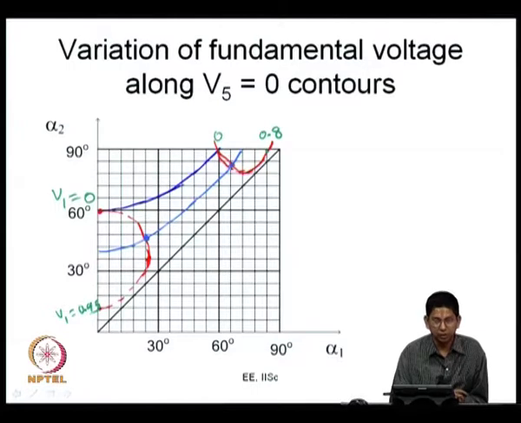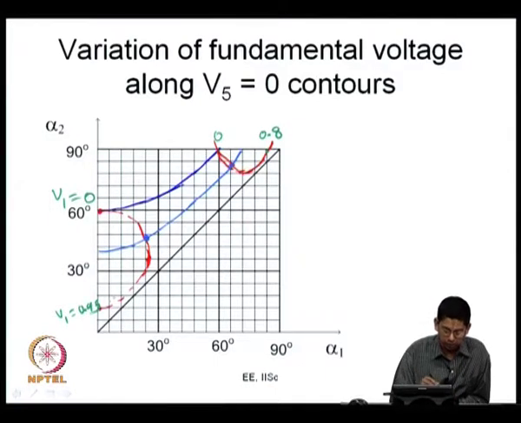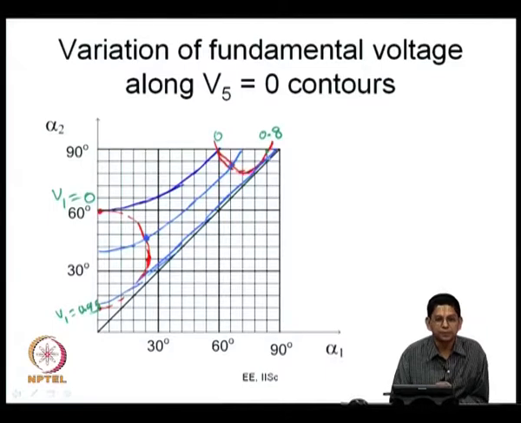Up to what range? For 0 to 0.8, there are two different solutions possible, because any V1 equal to constant contour where V1 is anywhere between 0 and 0.8 will intersect both this curve as well as that curve. Whereas, if you choose something like V1 equal to 0.93 or so, it may intersect only this curve but it may not intersect the other curve at the top right corner. So, this has only one solution.